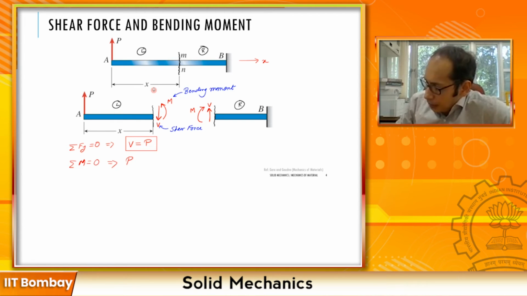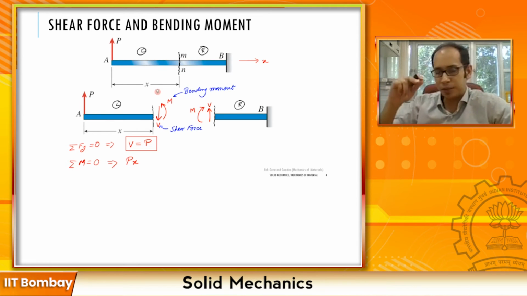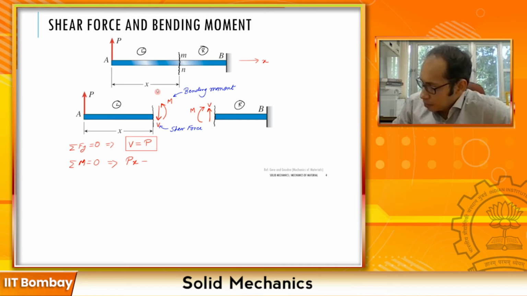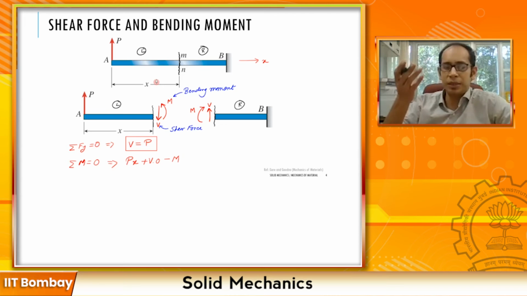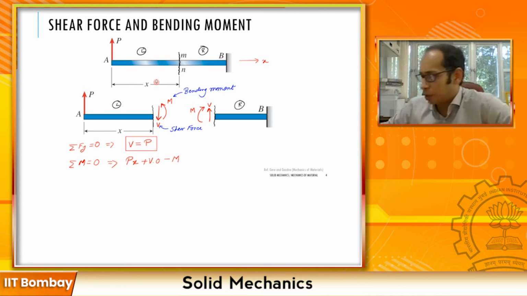P times x, because I have taken this section MN at a distance x from the left. P times x is a clockwise moment, plus V times 0, because I am taking the moment exactly at this particular section, minus M. It depends upon what you are taking as positive or negative. So this is the overall equilibrium equation, equal to 0. This essentially gives me that the bending moment at that particular point is P times x, right?